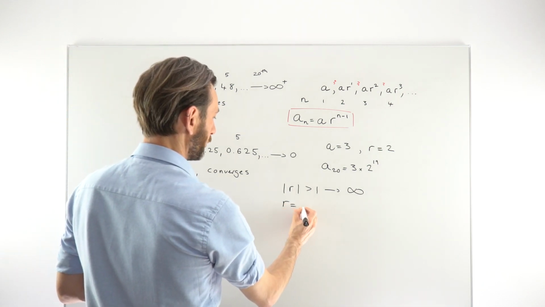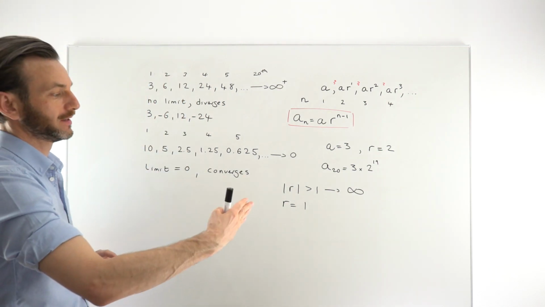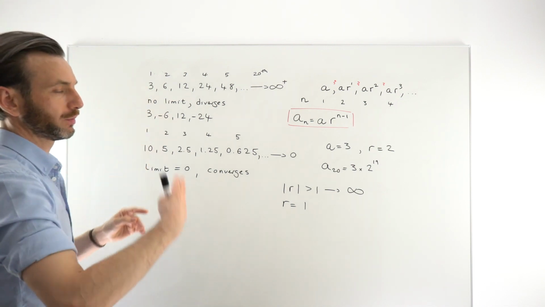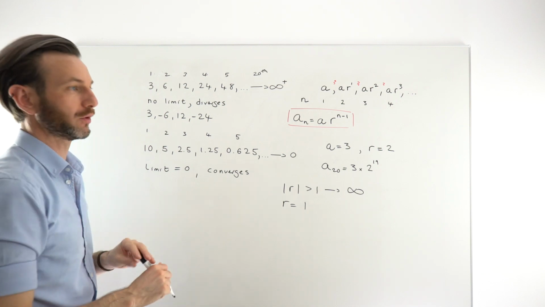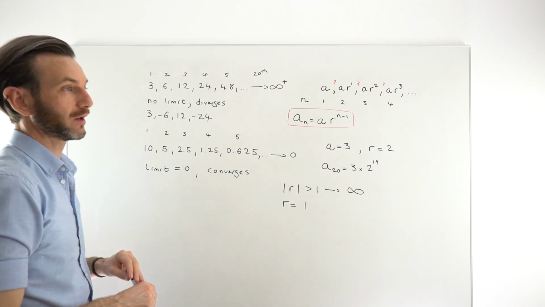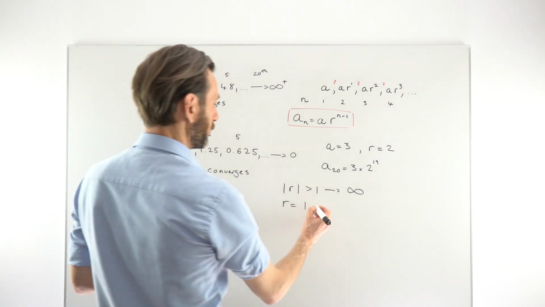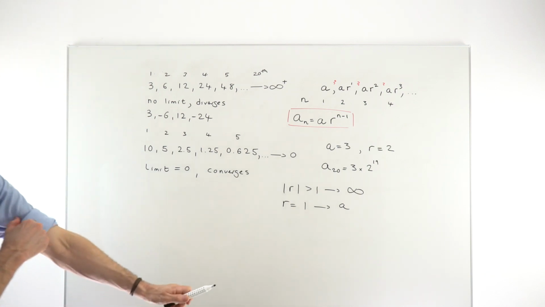So if the r value was 1, well, that's going to be almost a trivial case, because every term in the sequence would be the same. If you started with 3 and you multiply by 1 every time, you're just going to get 3, 3, 3, 3. So that's pretty trivial. So that, I guess, does have a limit of 3, but that's the trivial case. So that one would converge to whatever the starting value was, whatever the a value was.